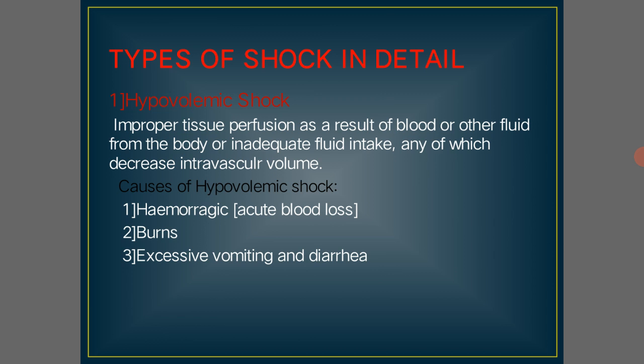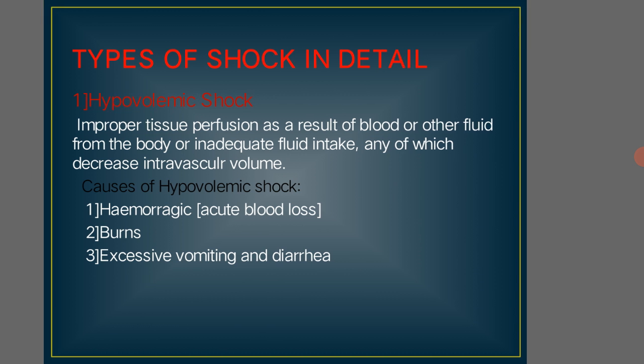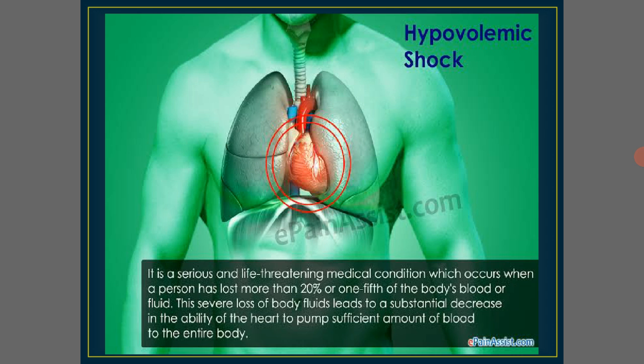First, hemorrhagic, that is acute blood loss. Second, burns. Third, excessive vomiting and diarrhea. Again, definition of hypovolemic shock. It is a serious and life-threatening medical condition which occurs when a person has lost more than 20% or one-fifth of the body's blood or fluids. This severe loss of body fluids leads to a substantial decrease in the ability of the heart to pump a sufficient amount of blood to the entire body.